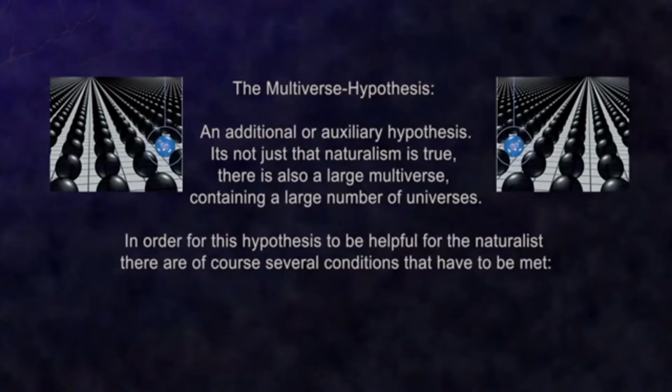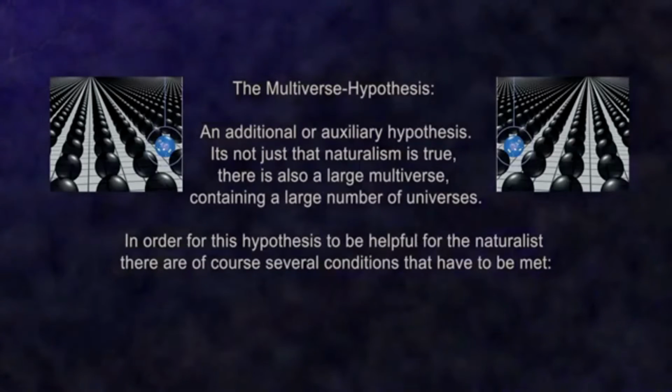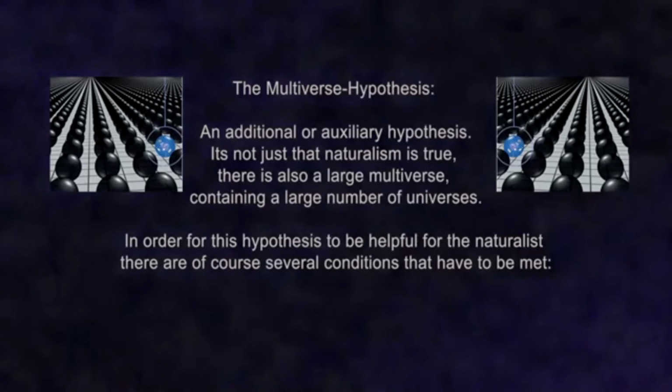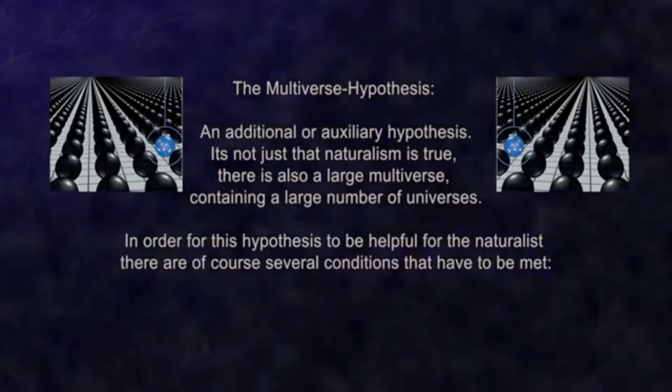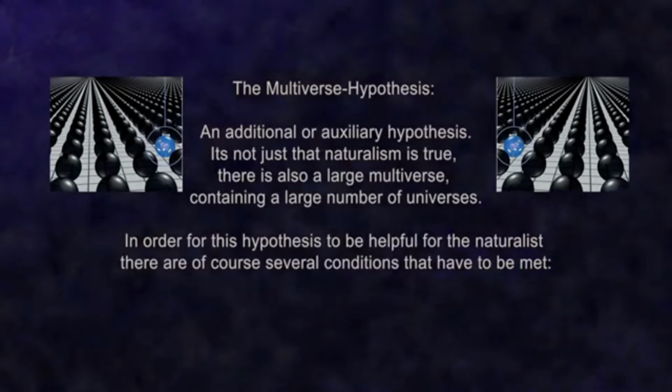But there is of course the hypothesis of the multiverse, that seeks to render the fine-tuning quite likely given naturalism by supposing that there is a large number of universes with different physical constants and initial conditions, so that somewhere contained within this large ensemble we would expect to find at least some life-permitting universes. So what the naturalist proposes is an additional or auxiliary hypothesis. It's not just that naturalism is true, it's also true that there is a large multiverse containing many universes.